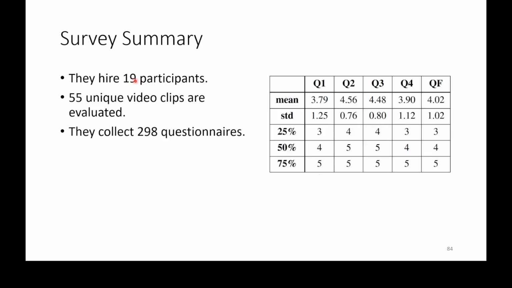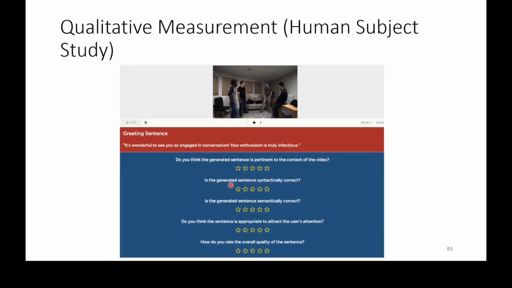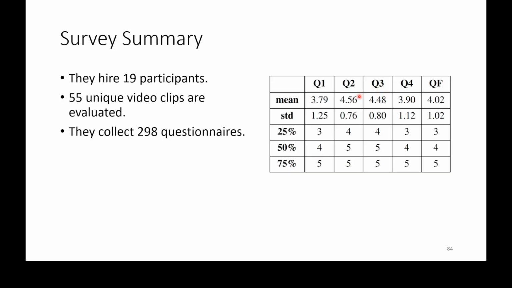The results: they hired 19 participants and tested 55 unique video clips. Overall, they collected 298 questionnaires. So this is 5 questions. Which one gets the high score? Q2 and Q3. Q2 is whether the generated sentence is syntactically correct, and Q3 is whether the generated sentence is semantically correct. So when they have a high score in the 2 questions, what does it mean?